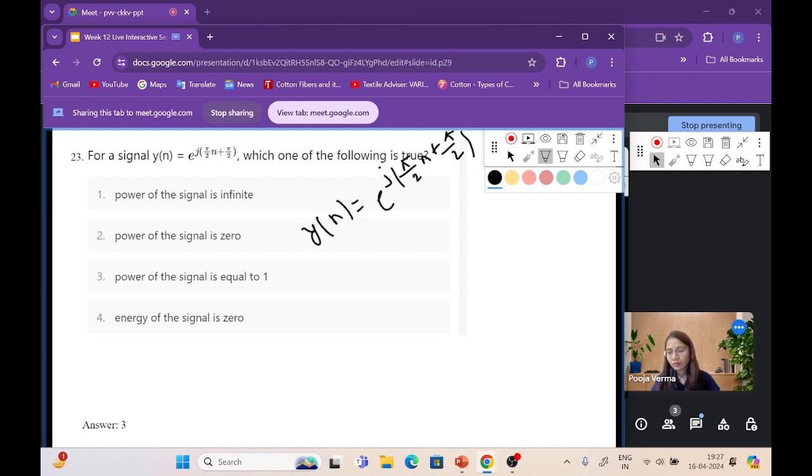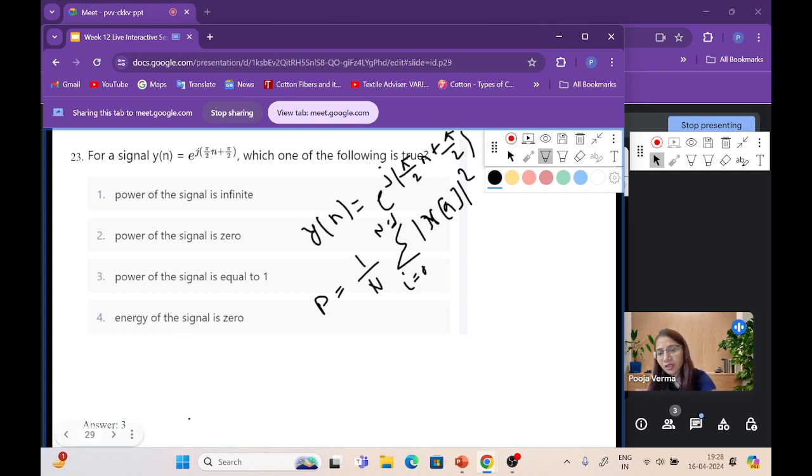Okay. So now we need to find out some values. If the signal is periodic, then the power of the signal we can find out is 1 by N, sum over i equal to 0 to N minus 1 of mod x[n] squared. This is a discrete time signal, right? And if the signal is aperiodic, then we can find out the power.